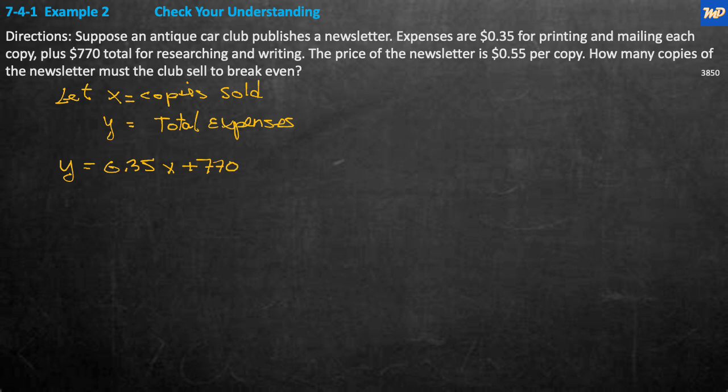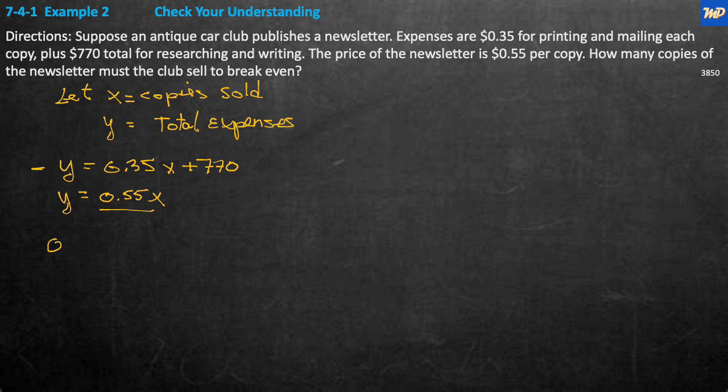And when we solve for y, we can say that y is equal to how much money they are going to get. It's going to be 0.55x. So now the expenses part of y is 0.35x plus 770, where x is the number of copies they sell. And the income part of y is 0.55 times the number of copies. Okay, so now we already know that y is equal to 0.55x, so we can go to the top equation.